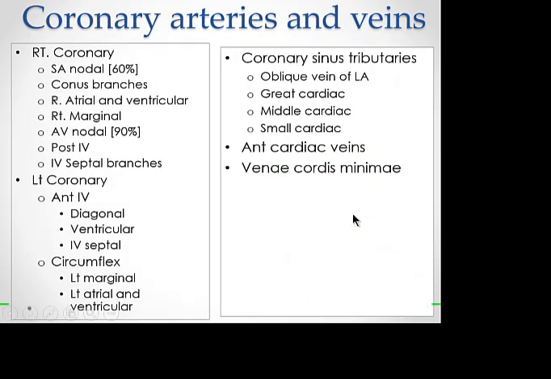So this is a good review slide for you, telling you the right coronary and its branches, the left coronary, its two main branches, and the branch of anterior interventricular are these, the branches of circumflex are these. These are the coronary sinus, this is the coronary sinus.